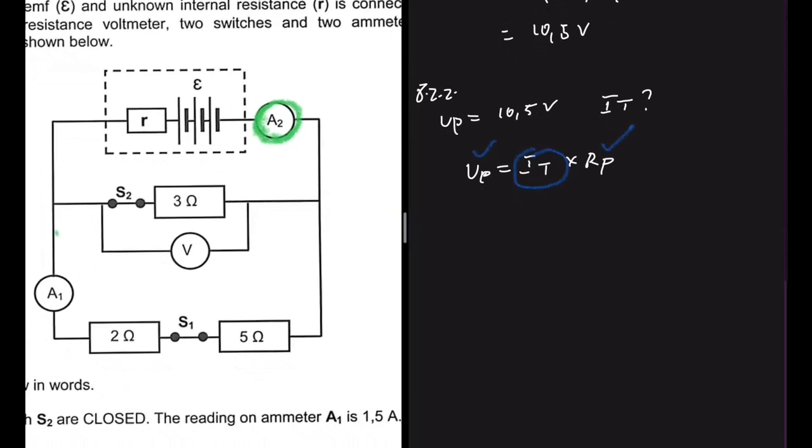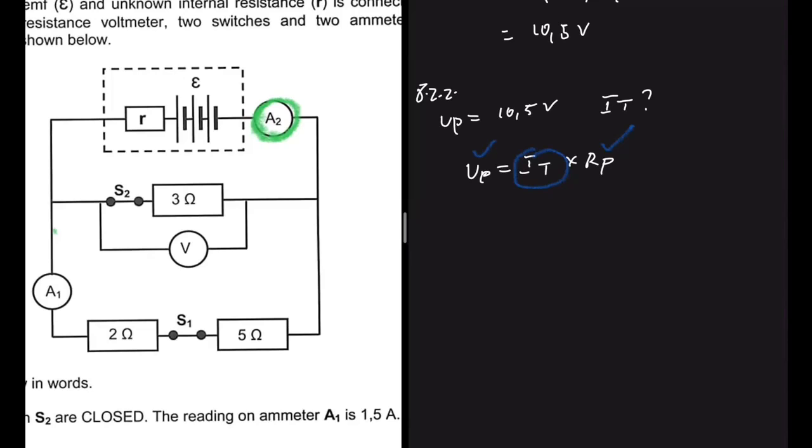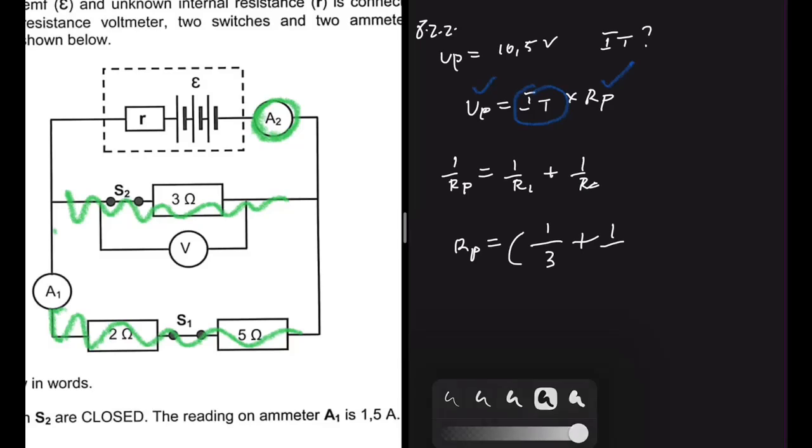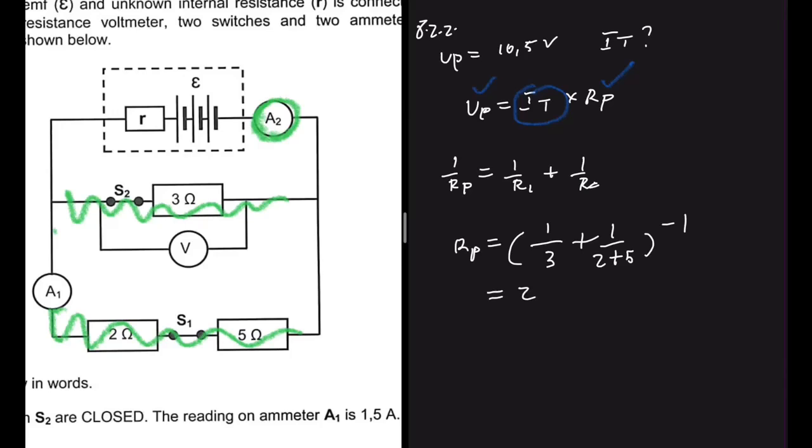So let's go ahead and find the resistance in parallel. We can say that 1 divided by RP is equal to 1 divided by R1 plus 1 divided by R2. So RP is equal to 1 divided by the total resistance on this path, which is 3 ohms, plus 1 divided by the total resistance on this path, which is 2 plus 5. So we're supposed to have 2 plus 5 here, to the power minus 1. And then if you put that in your calculator, you're going to get 2.1 ohms, right? So now we have RP.